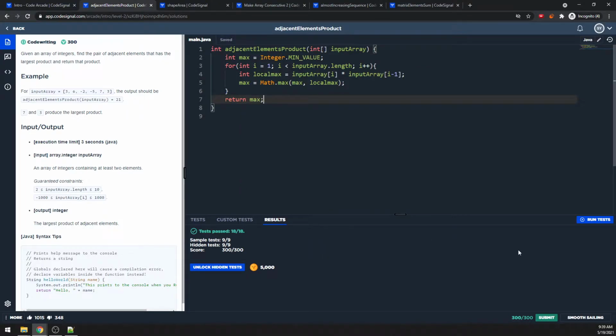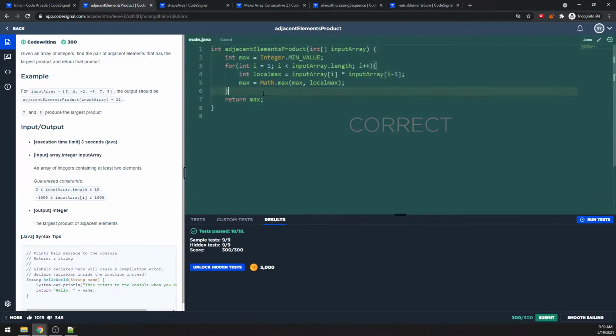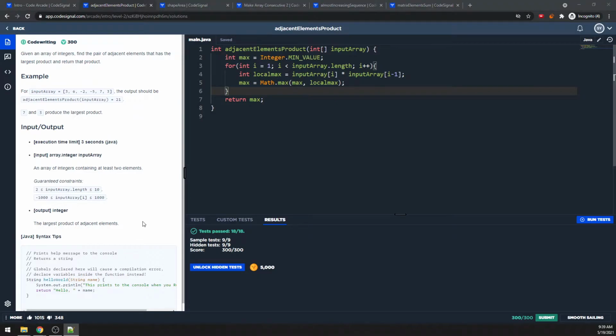So the idea is to take the left side, multiply it by the current element, and compare with the global max. Let's just run it. Correct. You only need to grab the left side, not the right side, because when you move on to the next index, grabbing the left side is equal to what this index would grab on the right side. So you only grab one side, either the left or the right.